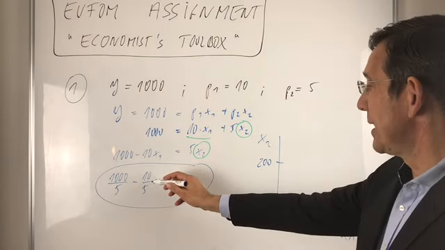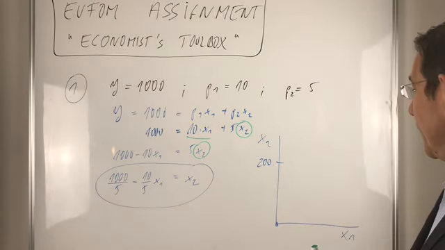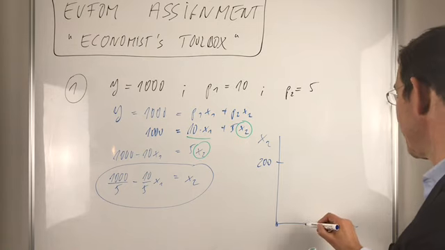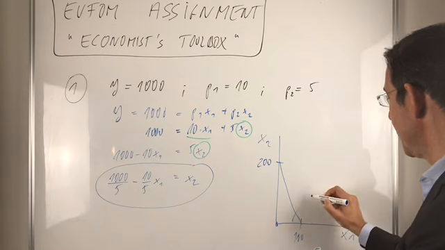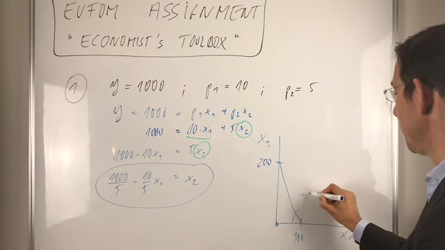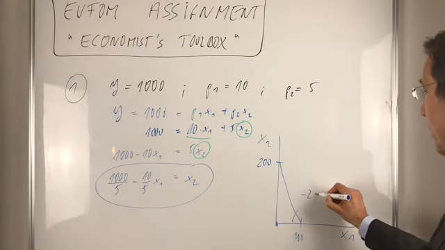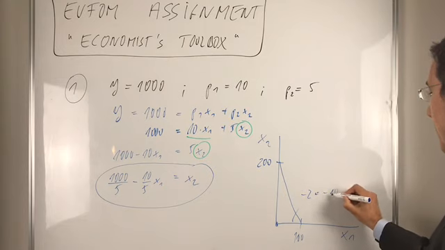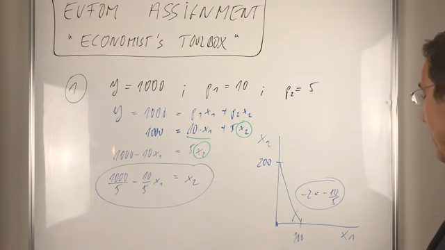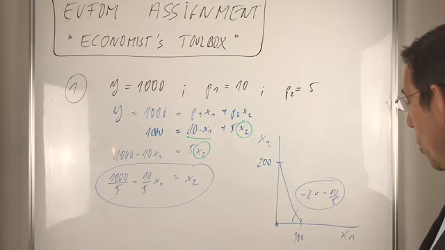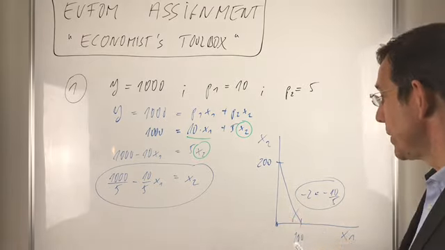And so what is the slope? The slope is 10 divided by 5, and 10 divided by 5 is 2, and the slope is negative, it's minus 2, so that's minus 10 divided by 5. That's the slope, that's the relative price, and then we end up here with a negatively sloped budget line, which is pretty steep.